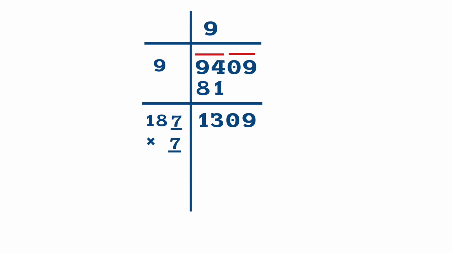Let's try placing 7. 187 multiplied by 7 gives 1309. Subtracting both of them gives 0. So place 7 next to the current quotient and your final answer is the quotient at the top, 97. Now let's look at a 5-digit square, 16384. Start pairing digits from the right: 84, 63, 1.